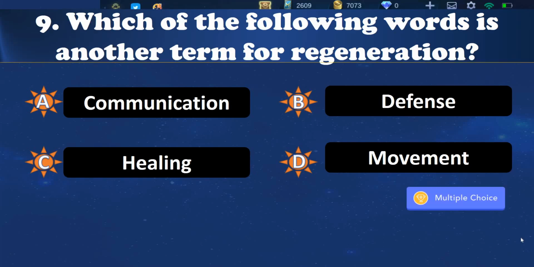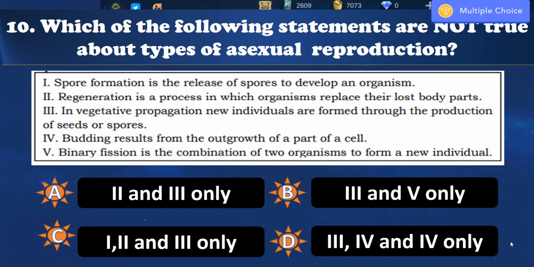Let's have number 9 question. Which of the following words is another term for regeneration? A. Communication, B. Defense, C. Healing, D. Movement. Go. Time is up, and that is correct. It is letter C, healing. And let's have the last question.